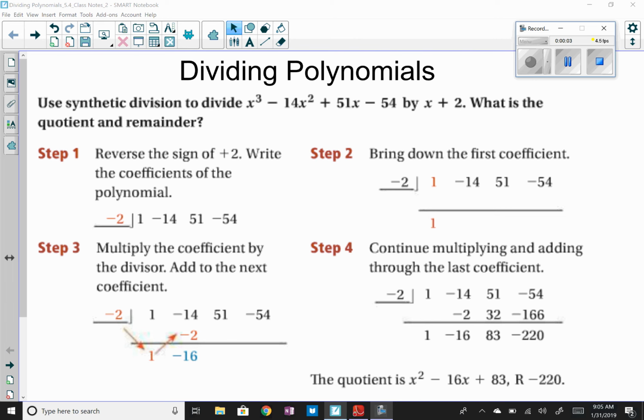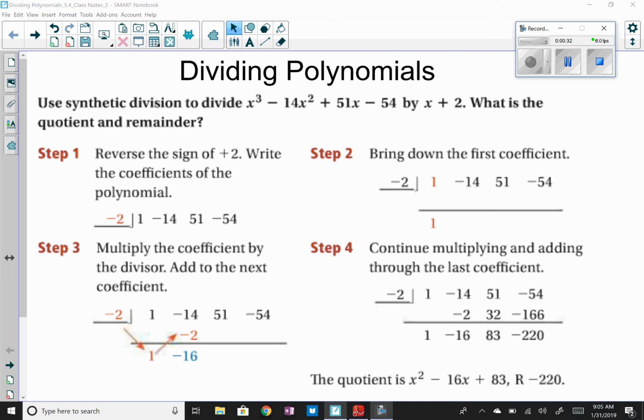Okay, dividing polynomials. So we've already looked at dividing using long division, and right now we want to take a look at how to use synthetic division to divide polynomials. Here they want us to use synthetic division to divide x cubed minus 14x squared plus 51x minus 54 by x plus 2. They want the quotient and the remainder.